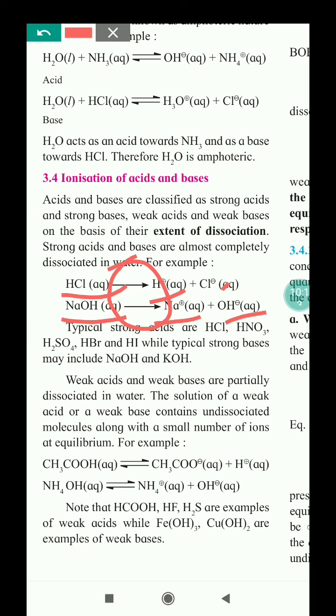On the other hand, acids or bases that dissociate only partially in water are called weak acids and weak bases. They contain undissociated molecules. For example, acetic acid on dissociation gives acetate ion and H positive, and NH4OH, ammonium hydroxide, gives ammonium ion and OH negative. This is a partial dissociation and is represented by a double-headed arrow. So this is all about strong acids and strong bases, weak acids and weak bases.